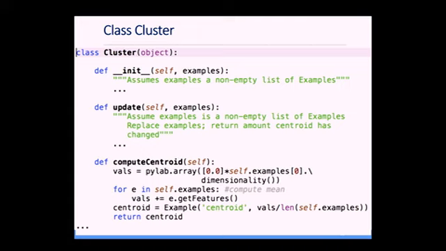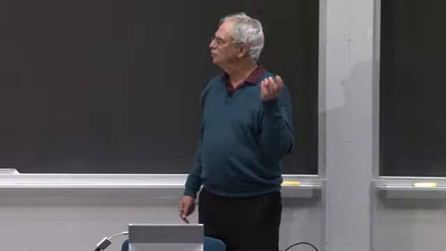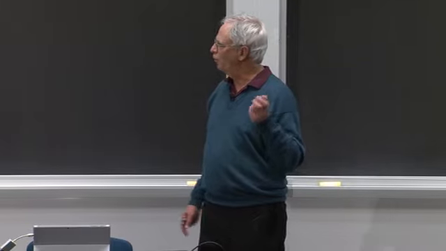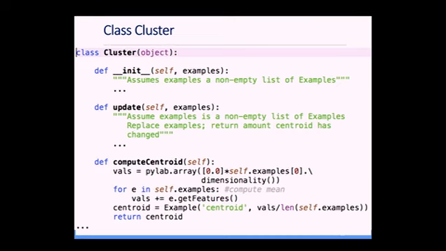Anyway, so how do we compute the centroid? We start by creating an array of all zeros. The dimensionality is the number of features in the example. It's one of the methods I didn't put up on the PowerPoint. And then for e in examples, I'm going to add to vals e.getFeatures. And then I'm just going to divide vals by the length of self.examples, the number of examples.